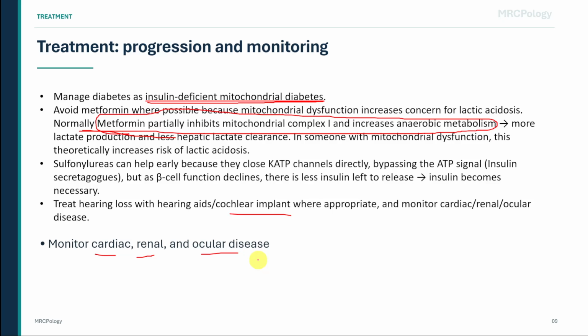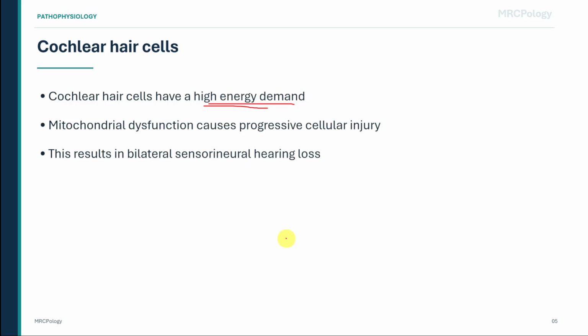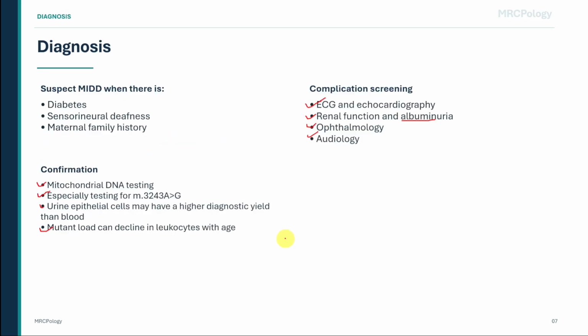If you remember one thing, remember this. In a non-obese patient with diabetes and progressive sensorineural deafness, always ask about similar illness in the mother and maternal relatives. Recognizing the mitochondrial pattern changes the diagnosis, the genetic counseling, the choice of diabetes treatment, and the screening required for other organ involvement. Quick recall.